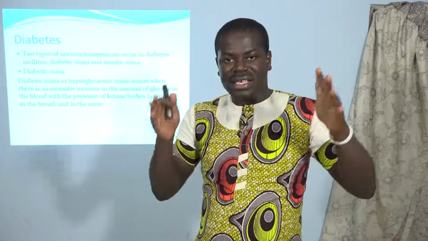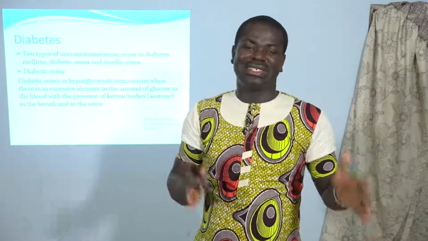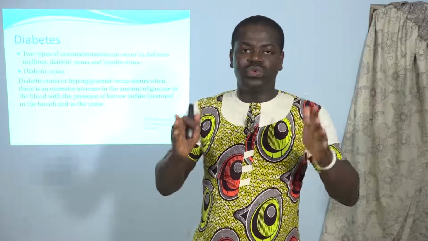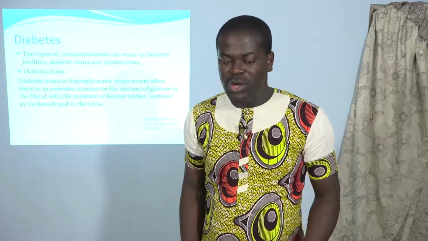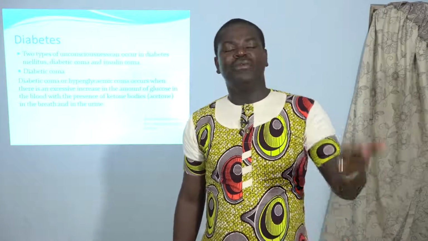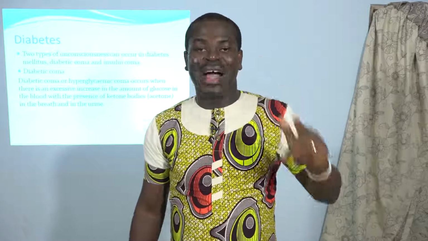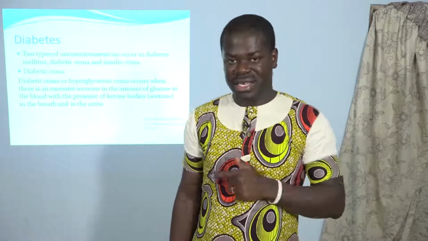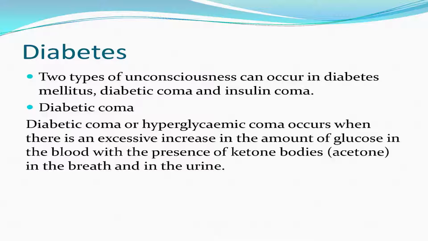so far as unconsciousness is concerned, we have two forms of diabetes. We have two forms of diabetes so far as unconsciousness is concerned. So we have diabetic coma, and then we have insulin coma.